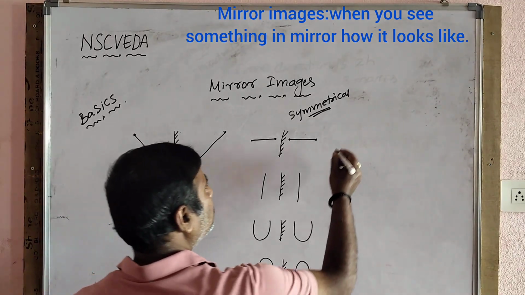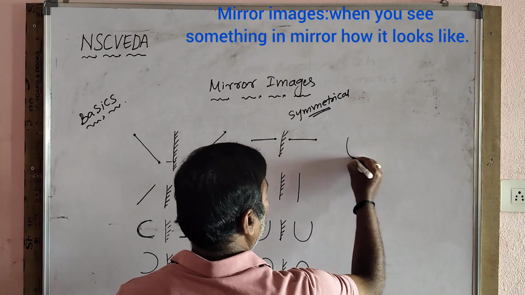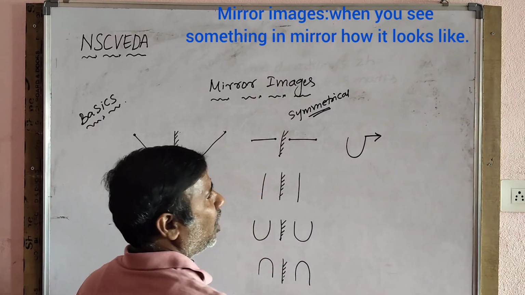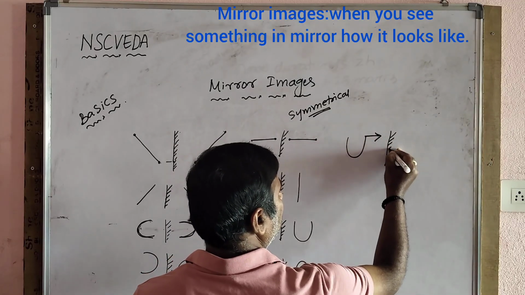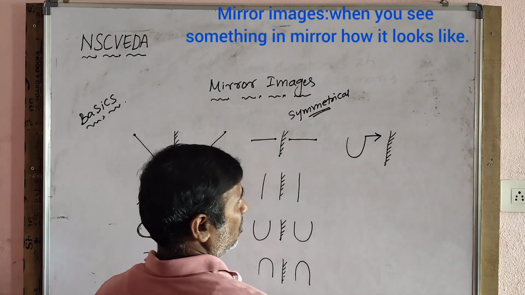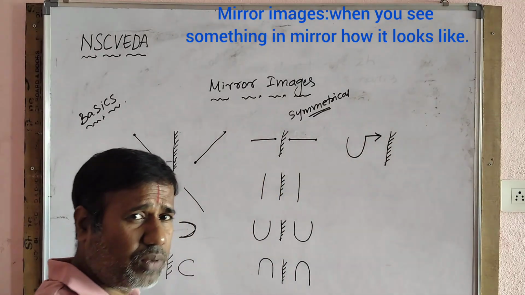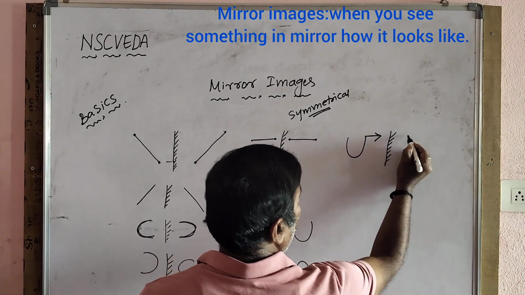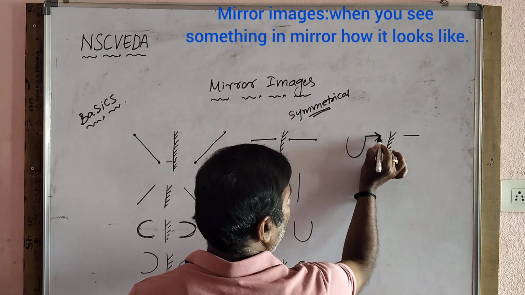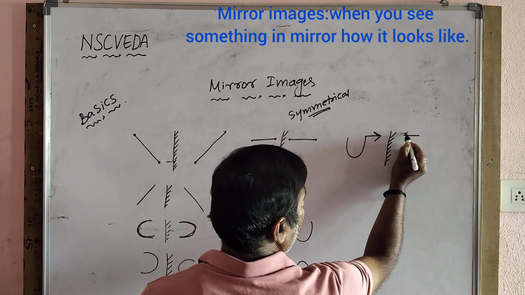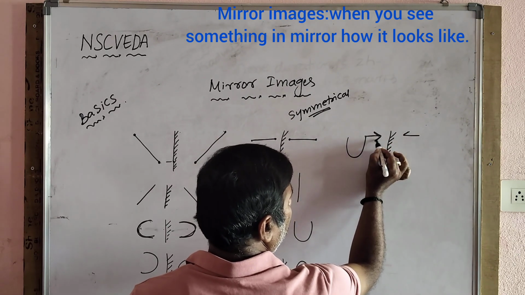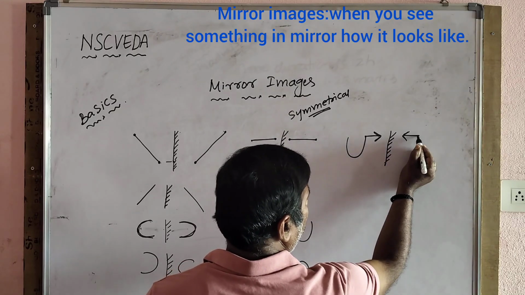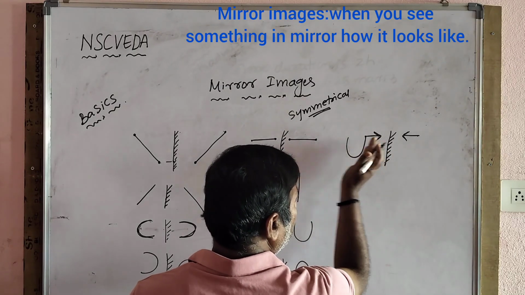For example, I have a figure like this. I want to know how it looks in the mirror. First, you split it into simpler parts. First, you check this sleeping line. That sleeping line would be here. When you see this left slanting line, this will be seen as a right slanting line. This right slanting line will be seen as a left slanting line. And from this point onwards, this U curve is going away from the mirror.